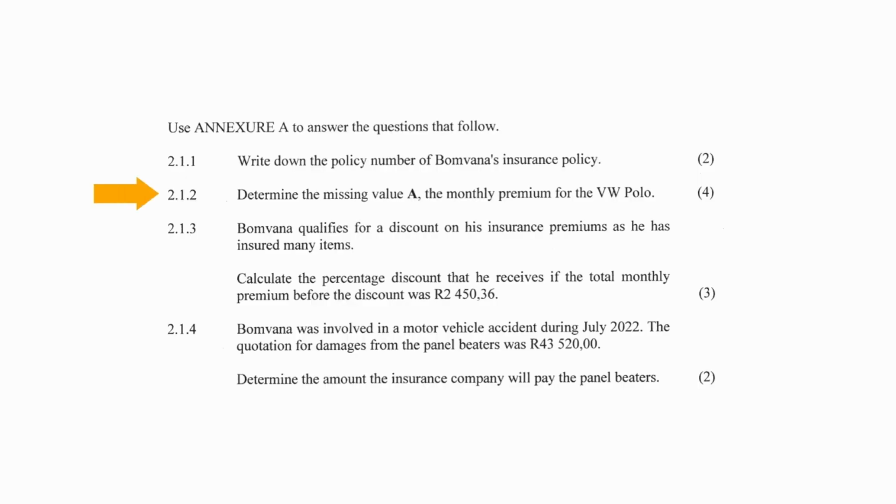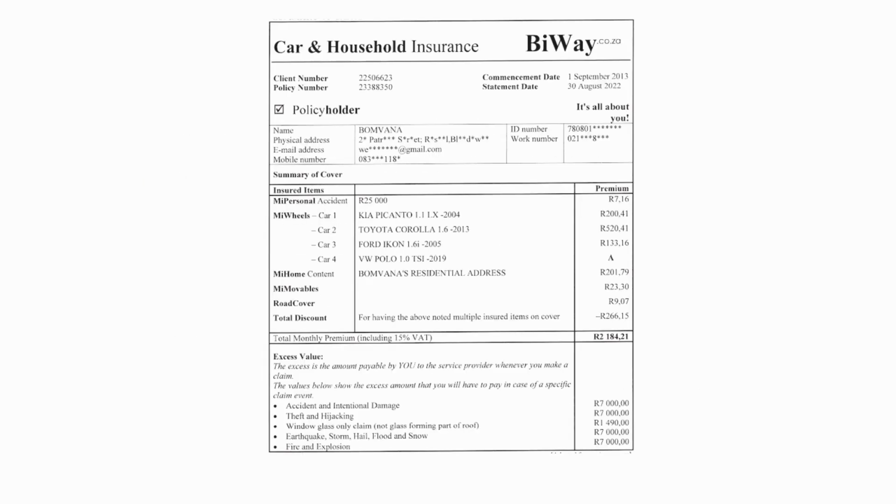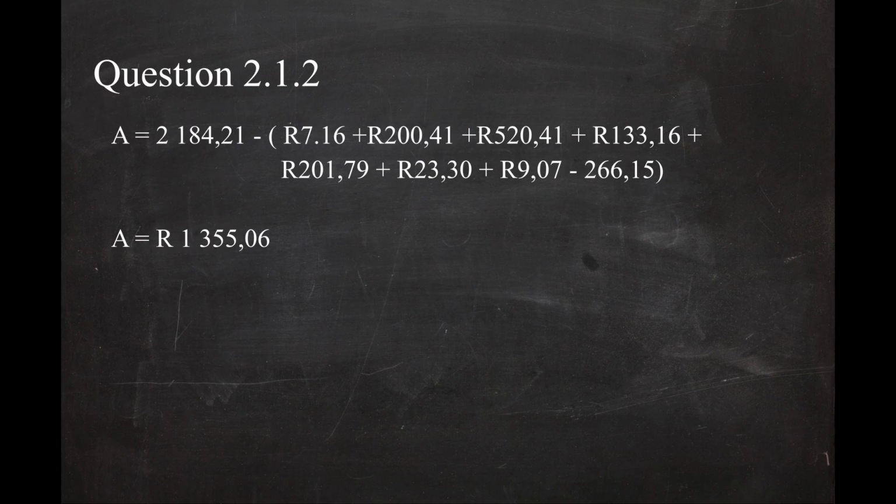In question 2.1.2, you are instructed to determine the missing value A, which is the monthly premium for the VW Polo. From Annexure A, the total monthly premium including discount equals R2,184.21. The missing value A is equal to the difference between the total monthly premium and the sum of the breakdown that makes up this total monthly premium. So the missing value A equals R2,184.21 minus the sum of the premium details plus the total discount, and this equals a premium of R1,355.06.